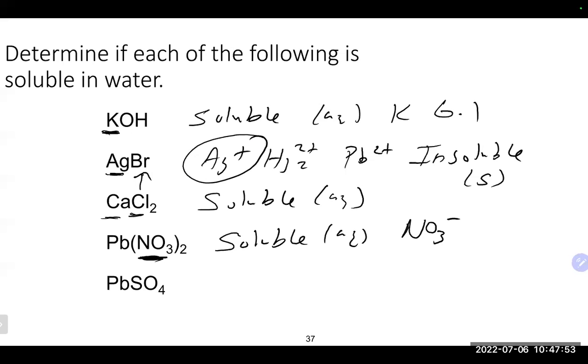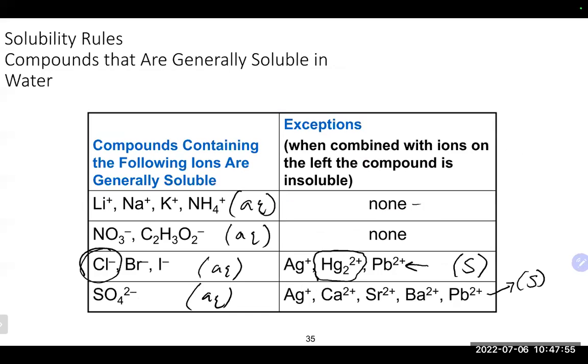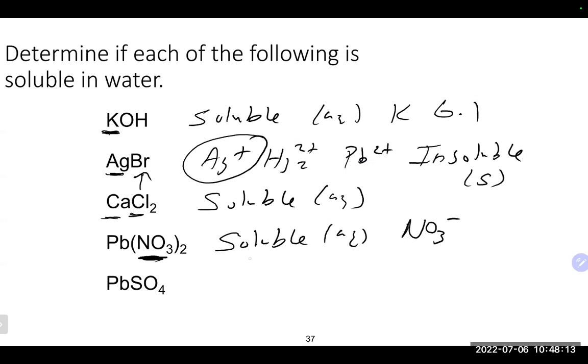And lastly here, this is our lead 2 sulfate. So if we go back to our table, we find that sulfate is soluble, except if it happens to be attached to lead in this case. So because it's attached to lead, it would actually be the opposite, and it would be insoluble in this case. So this is how we could use solubility rules to help us determine if we combine a couple of things together, would we get something that would make a solid, or would it be something that is aqueous? Any questions on how to use solubility rules here?